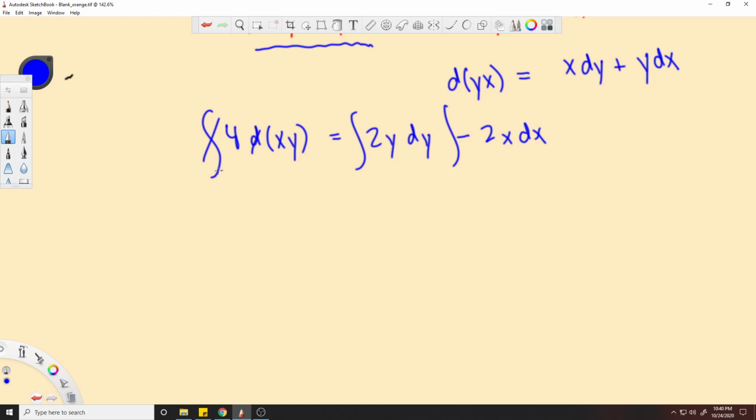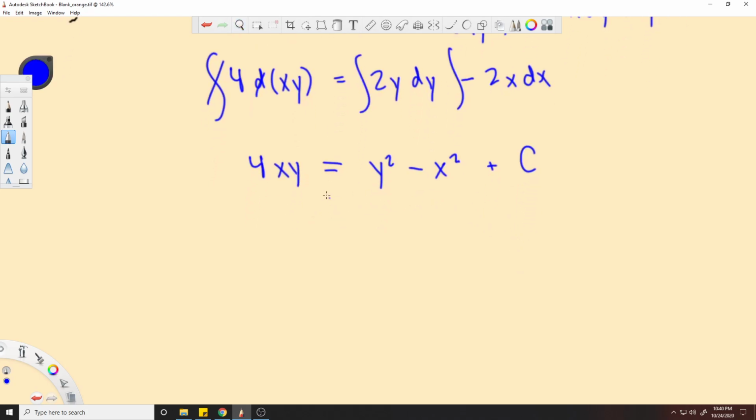So these derivatives will cancel essentially. You'll be left with 4xy. Same thing, you'll be left with, oh wait, that's a y. This will be a y squared. This x will be an x squared. And we will have a constant of integration, C.